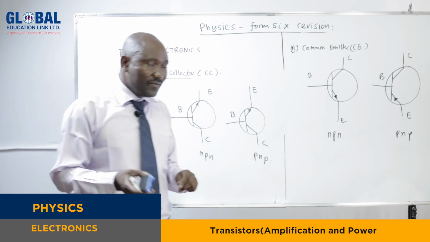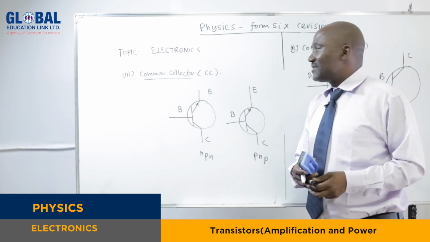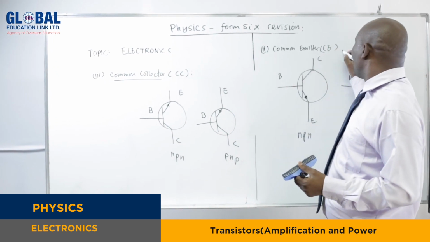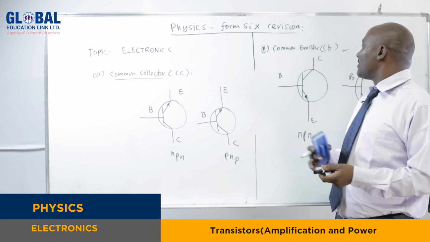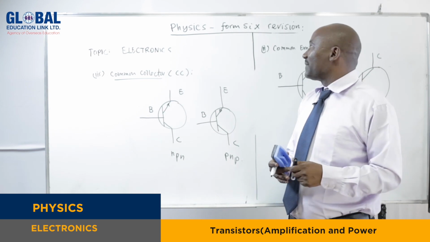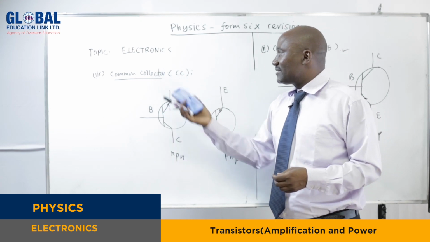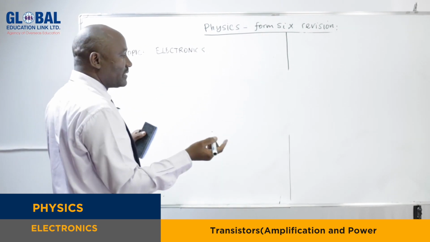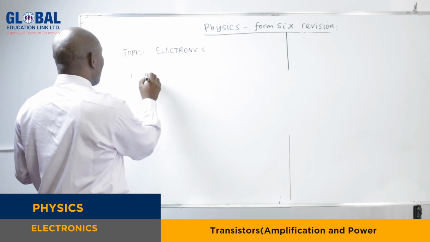Now let's see how you find the current gain, voltage gain and power gain for these configurations. If you remember from your classes, we normally use the common emitter because it produces a higher voltage gain and power gain compared to the common base. But there are some areas where the common collector is applied. Let's see the formulas for finding the current gain, voltage gain and power gain.